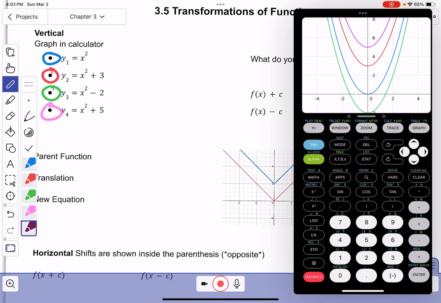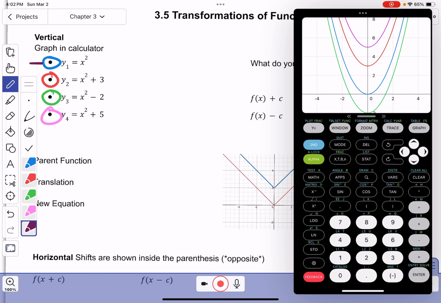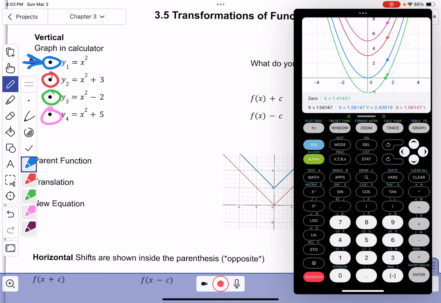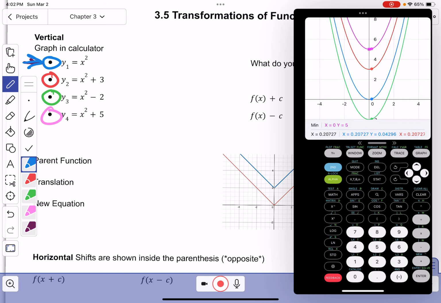All right, section 3.5 is talking about transformations of functions. So if we look over on the calculator over here, the blue graph is y equals x squared. So that's just that blue graph right there. I guess they all go at once, but that's y equals x squared.